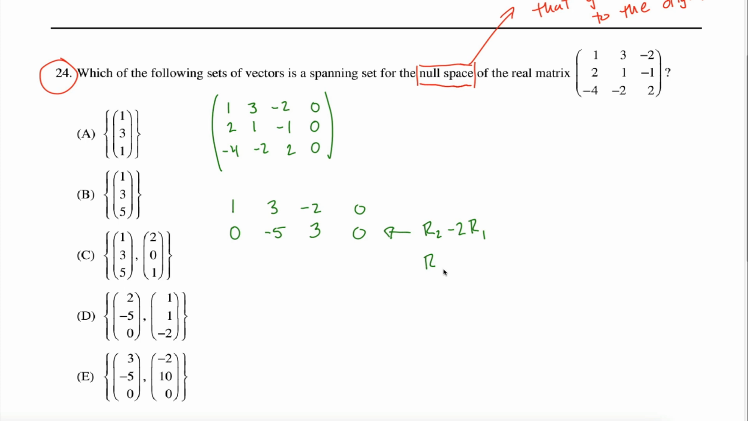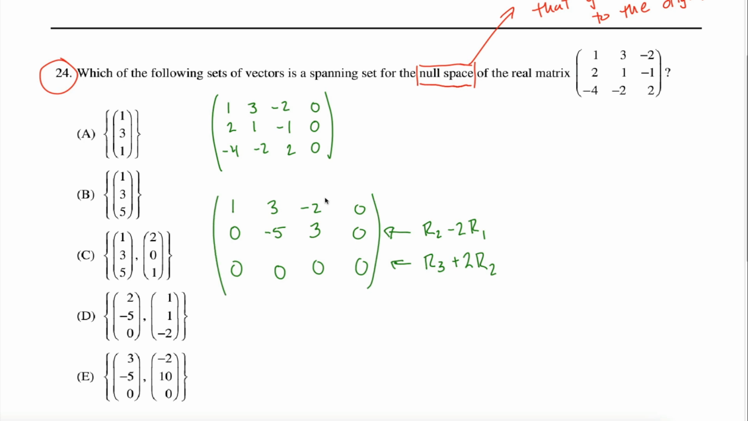All right, row 3 plus 2 of R2. Negative 4 plus 2 2s is 0. Negative 2 plus 2 1s is 0. 2 plus 2 negative 1s is 0. And 0 plus 2 zeros is 0. Because I have this row of zeros, I know that I'll have a free variable. I'll be able to choose whatever I want for z.